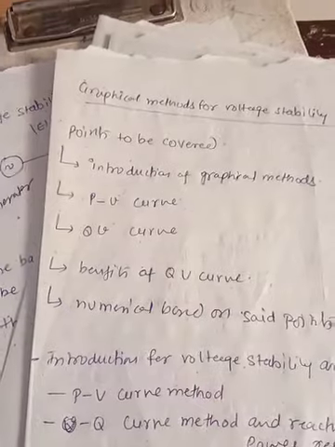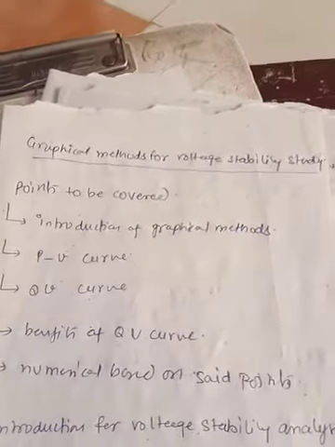First, we are going to talk about the introduction of graphical methods. Second, we are going to talk about the PV curve: what is the PV curve method and how we can determine the system voltage stability through this graphical method or PV curve. And the third one is the QV curve method.